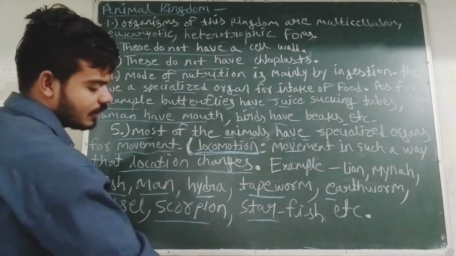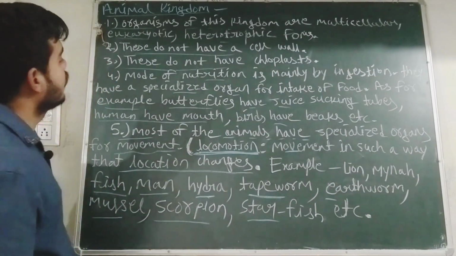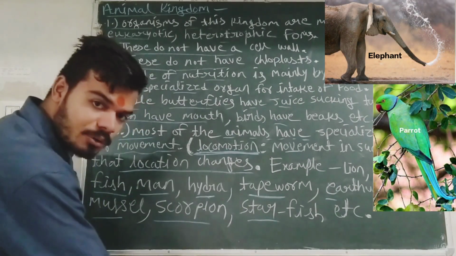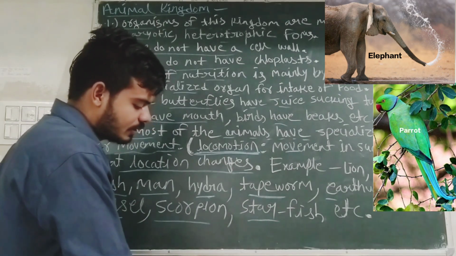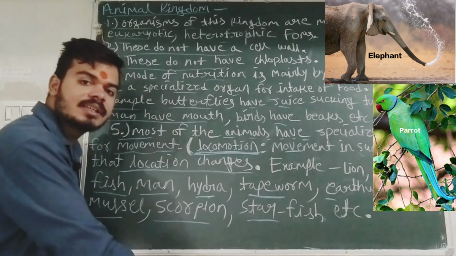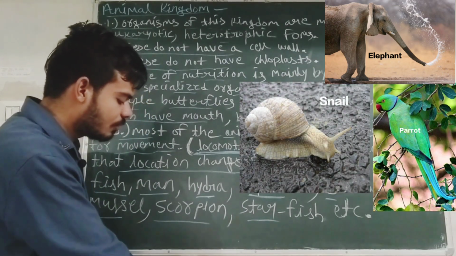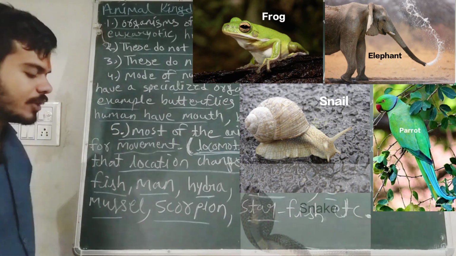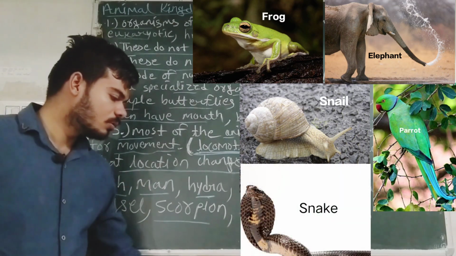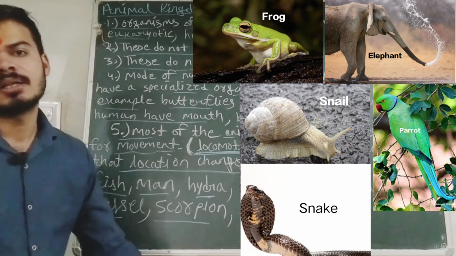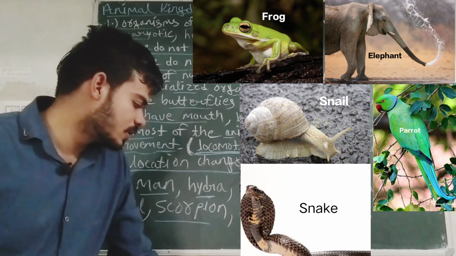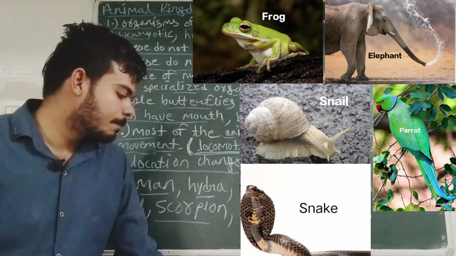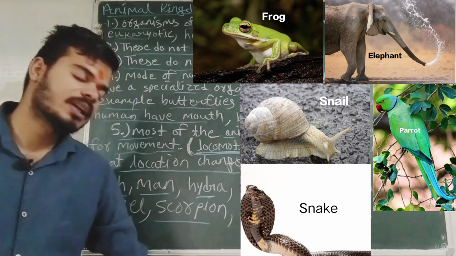Here you can see the pictures of examples of animal kingdom: elephant, dragonfly, parrot, whiteworm, leech, fish, snail, mussel, frog, snake, bat, and hydra. Now, as we studied the classification of flowering plants, we will study the classification of kingdom Animalia, the animal kingdom.